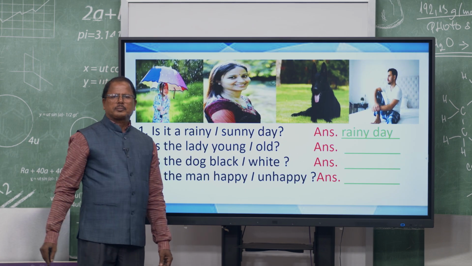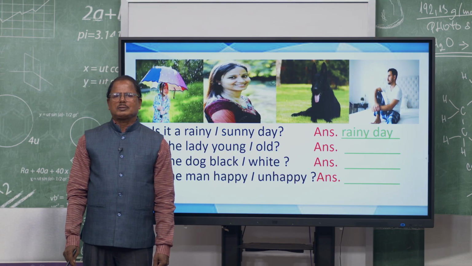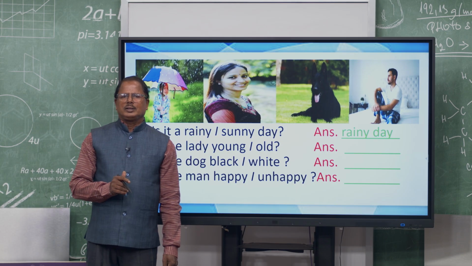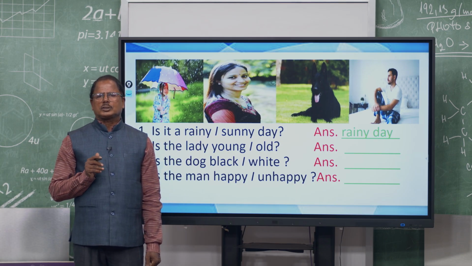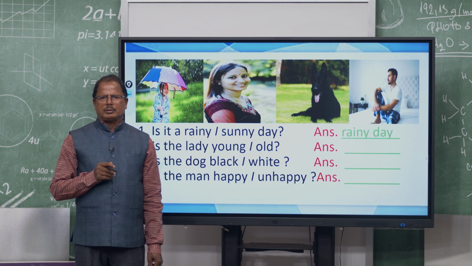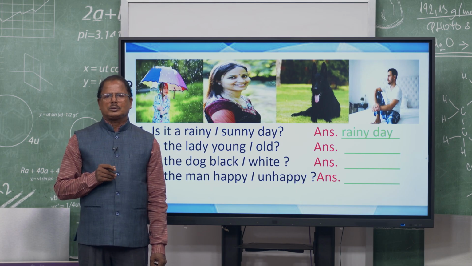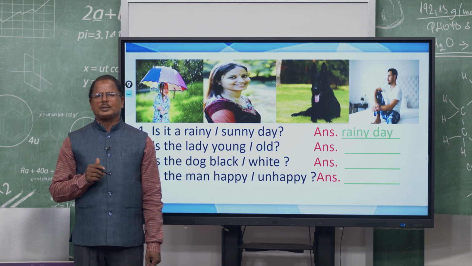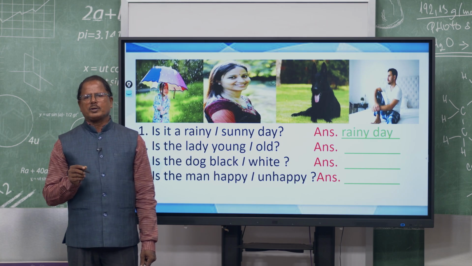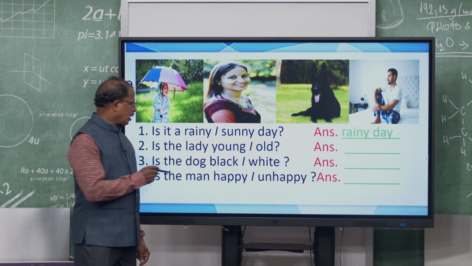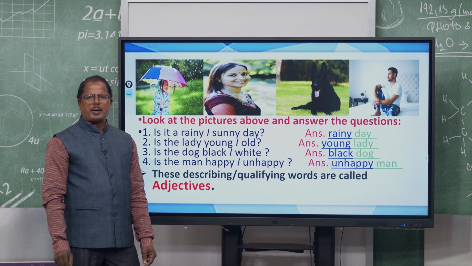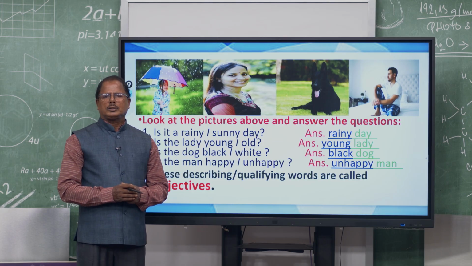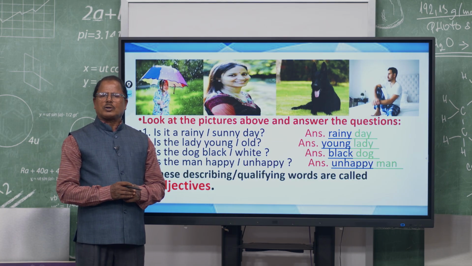So you see four pictures are there, 1, 2, 3, 4 on the top, and some blanks are there. Is it a rainy or sunny day? It is a rainy day. Is the lady young or old? The lady is young, right. Is the dog black or white? The dog is black. Is the man happy or unhappy? That is an unhappy man, sitting worriedly. So these describing words, they are qualifying words, they are called adjectives.